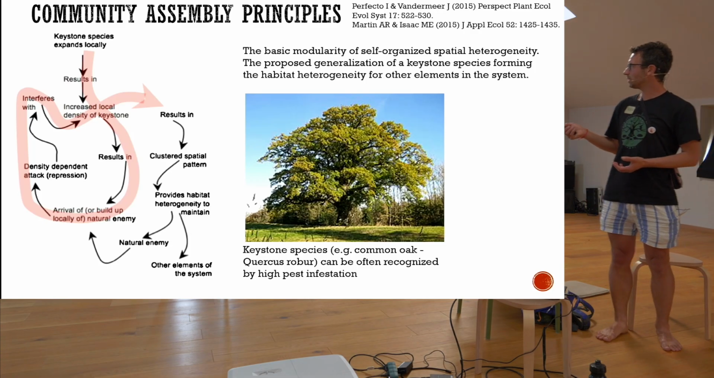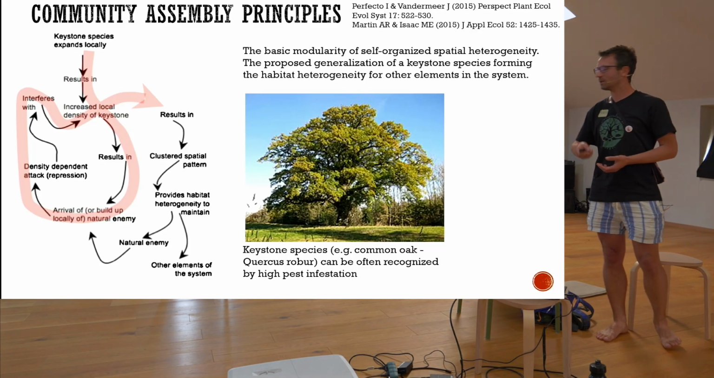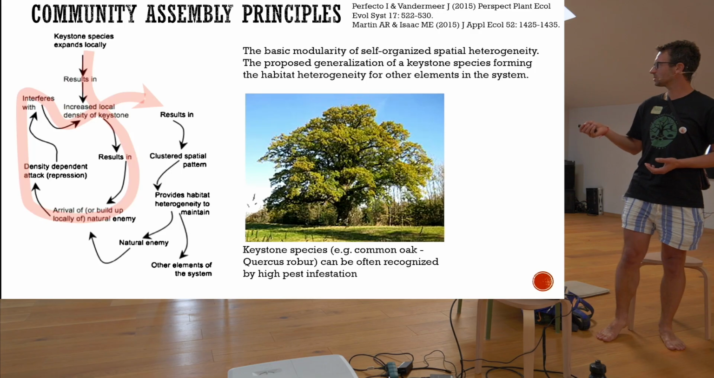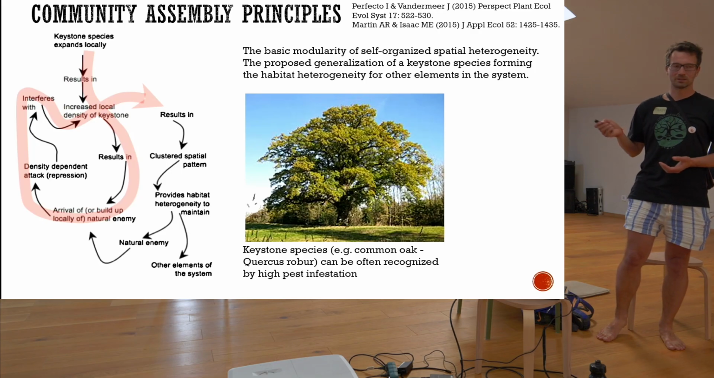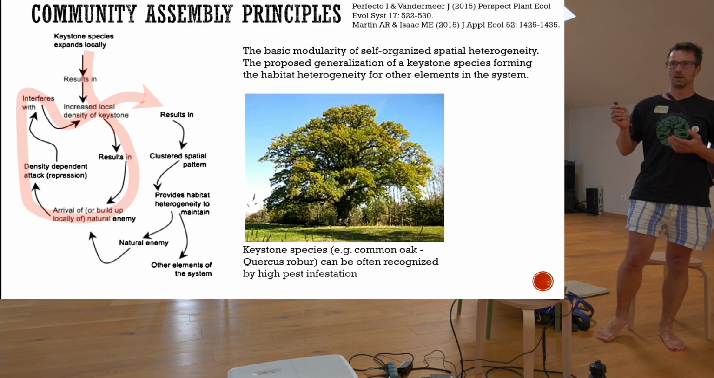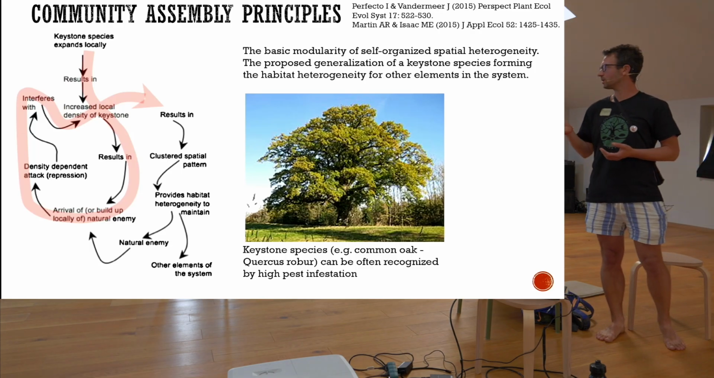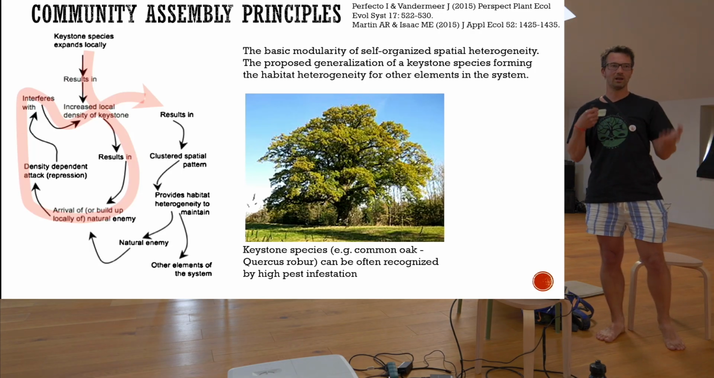For example, here I show the common oak. In our climate, it's a keystone species, and foresters often avoid using this species, for example, in shelter belts or in forest restoration, because it's highly affected by pests.